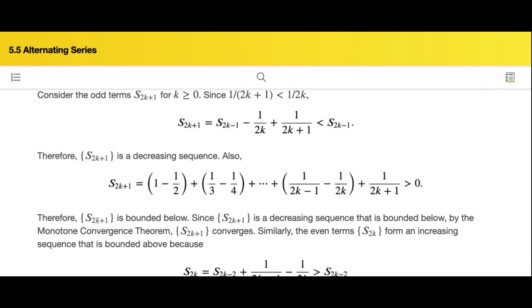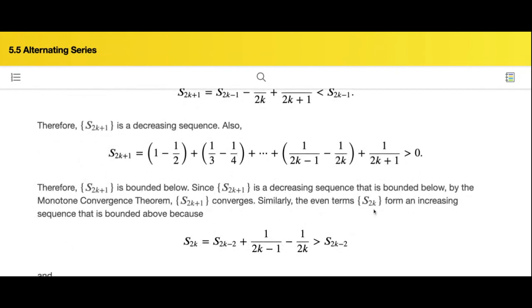Which means the sum of 2k+1 terms is bounded below, because we want to use the monotone convergence theorem. Since S_{2k+1} is a decreasing sequence that's bounded below, by the monotone convergence theorem, the sum of 2k+1 terms converges.